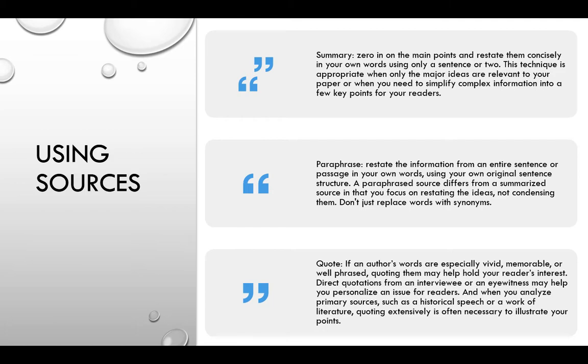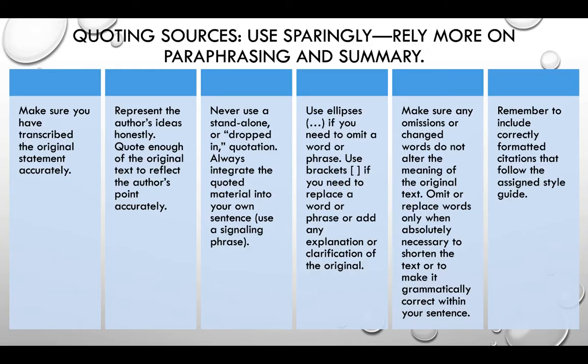And, of course, quoting. If you find something that the author said in a really vivid way or a really important way that you just can't really mix it up, you can't figure out a way to make it your own words, then just quote it directly. Don't rely on those for the entire paper. I want to see paraphrases. I want to see summaries. I don't want to see a whole bunch of quotes. But if you can't figure out another way to say it, then quote it. So, like I said, use it fairly sparingly, rely more on the paraphrasing, the summary.